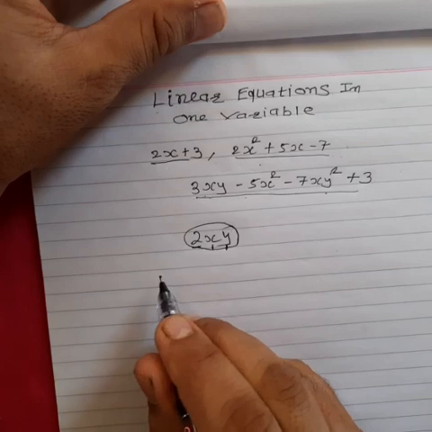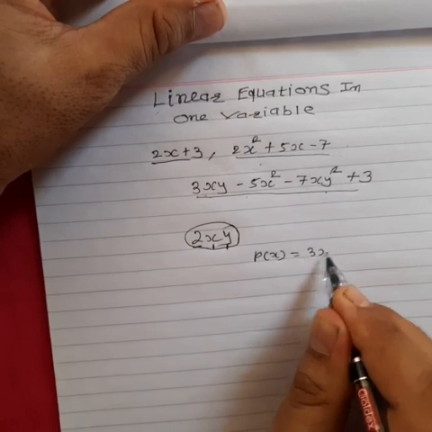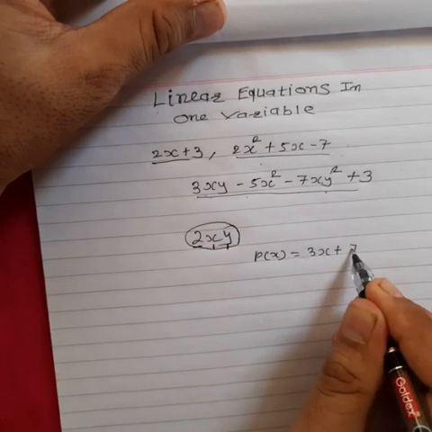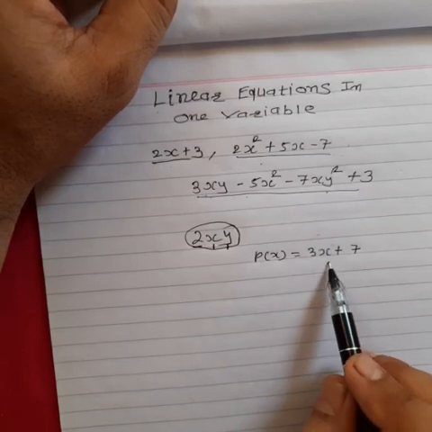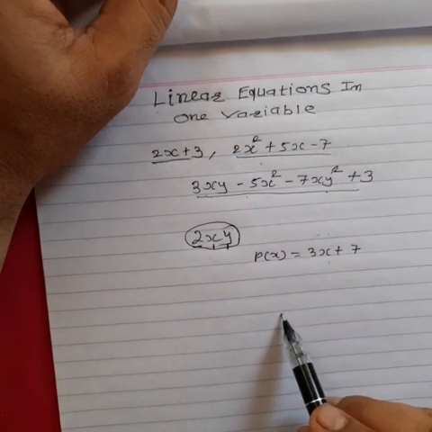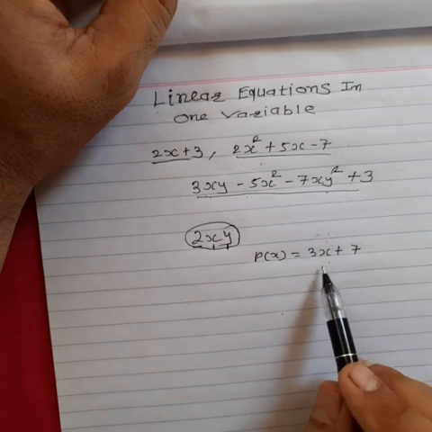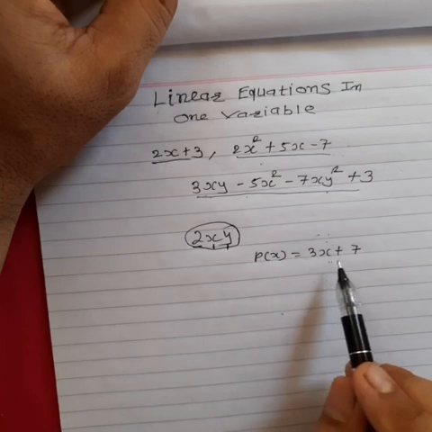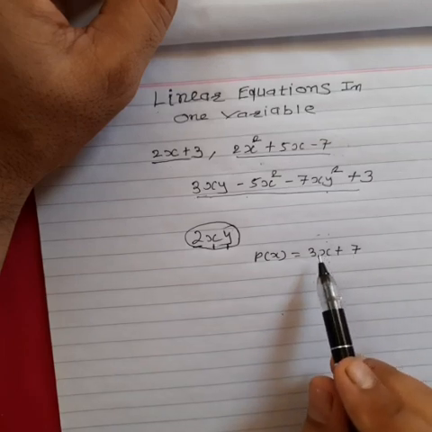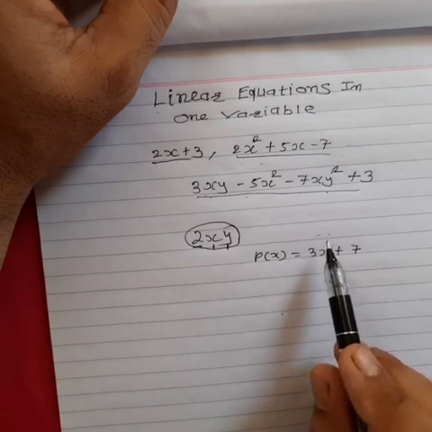I write one algebraic expression here. P of x is equal to 3x plus 7. So here the degree of the first term is 1, or the exponent of x is 1, and that is the maximum exponent among all the terms 3x and 7. Among 3x and 7, the maximum exponent of the variable is 1.